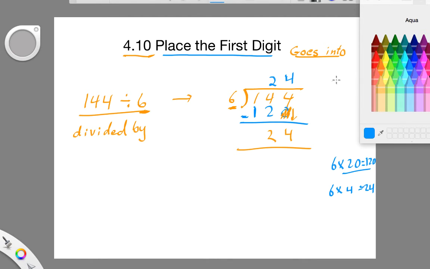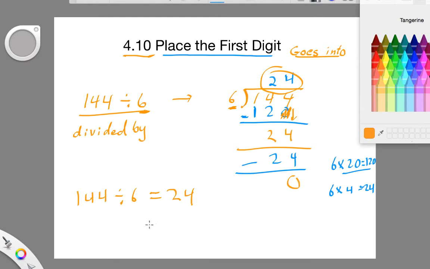And we just kind of work our way this way. 4 times 6 is 24. And then when I subtract, I end up with 0. There's no remainder, and we're done. So 144 divided by 6 is equal to 24. This is the quotient. The quotient is the answer to a division problem.